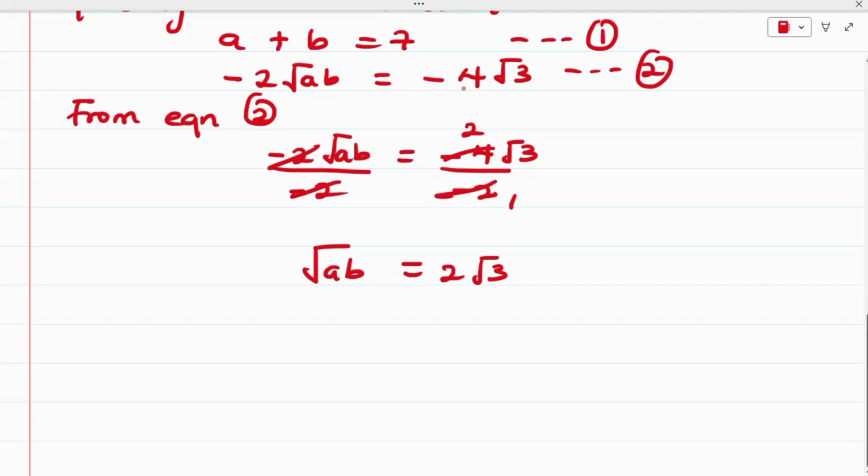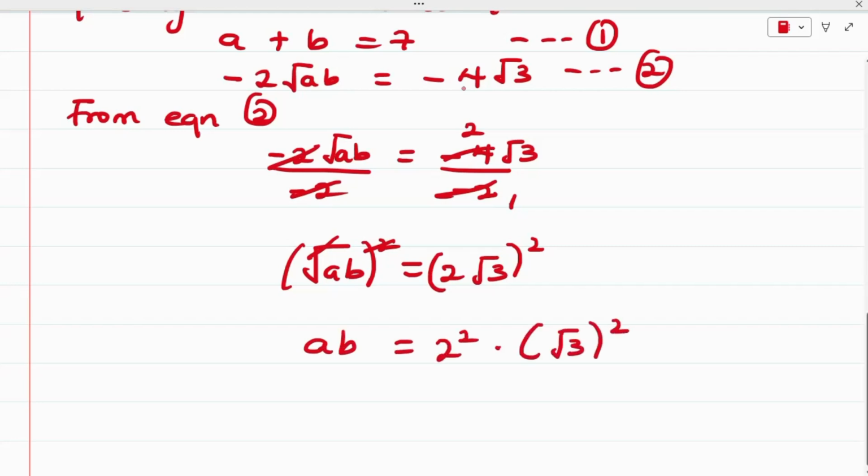Alright, so at this point we want to simply square both sides. So squaring both sides, this is going to cancel out this. We have ab is equal to 2 raised to the power of 2 multiplied by the root of 3 all raised to the power of 2. So we have that ab is equal to 2 raised to the power of 2, which is 4, multiplied.